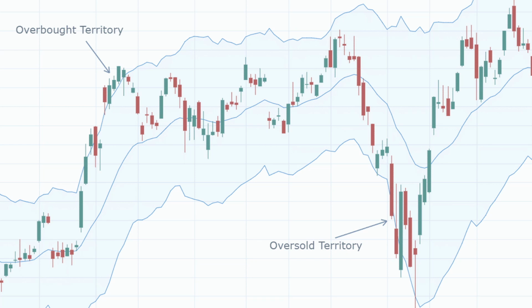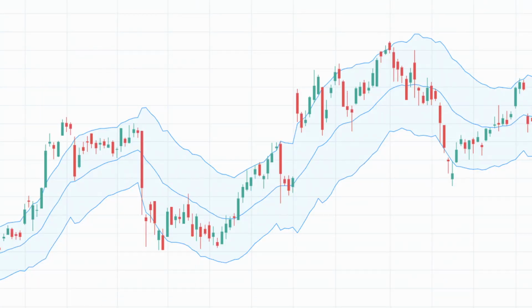A breakout above the upper band or below the lower band can signal the start of a new trend. However, it is essential to confirm the breakout with other indicators or analysis. The upper and lower bands can act as dynamic support and resistance levels. The price often oscillates between these bands, and significant breaks can indicate potential trend reversals.